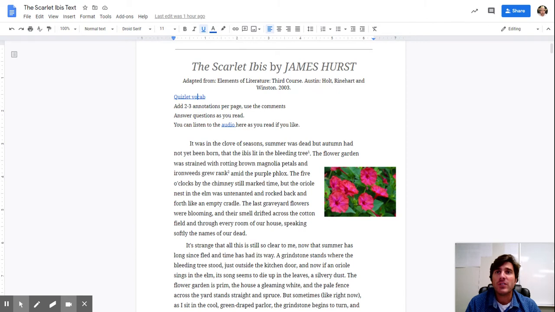It was the clove of seasons. Clove means dividing, and so we have this time frame. And in the exposition, you get time. So if you want to add that to your notes, you absolutely could do that for exposition.